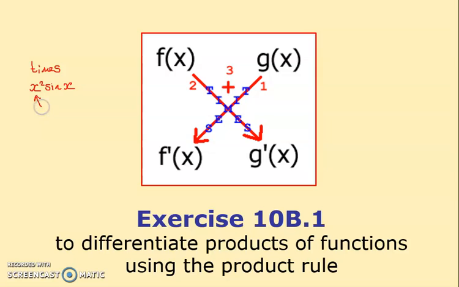And here we've got one function, we've got another function. And as a general rule, what we do is we write one of them as u and the other one as v. And our formula that we're going to use is based around that.